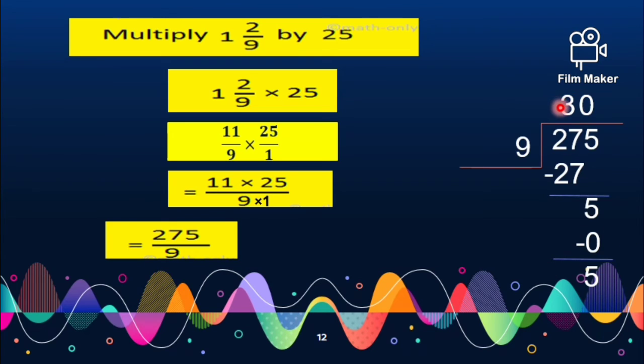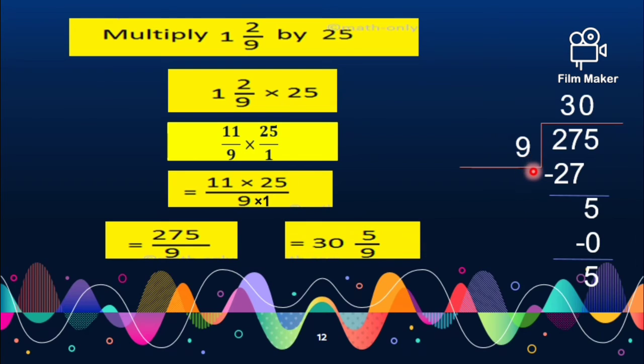So how can we write it as a mixed fraction? Quotient as a whole number, remainder as a numerator, and the denominator remains the same. So finally the mixed fraction, or the answer, is 30 whole 5 by 9. 30 is the quotient, 5 is the remainder, and 9 is the divisor.